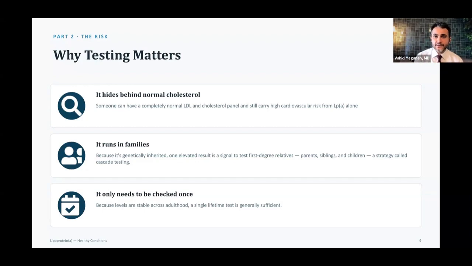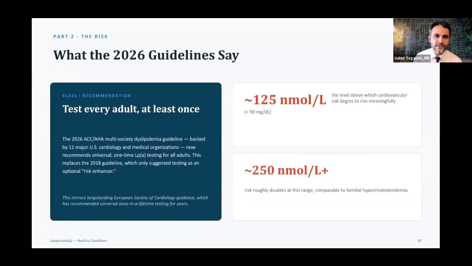And then if you're positive, again, I'll use myself as an example. Since it is genetically determined, all your first degree relatives should be tested: siblings, parents, children. I think I have this on my next slide, but you inherit one of these alleles of this gene. There's an LPA gene that decides who gets high levels of Lp(a) and who doesn't. And so you get one from each parent, right? And so it's important to screen first degree relatives.